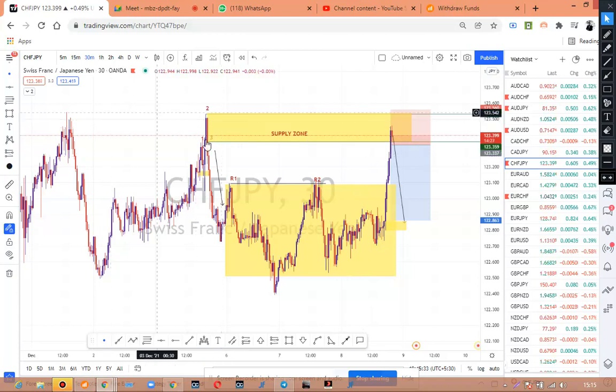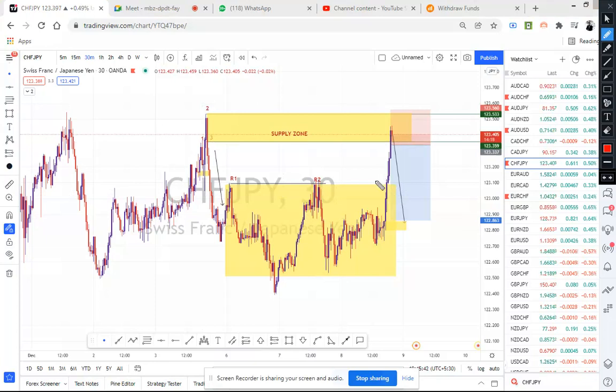This is the fresh supply zone on the 30-minute chart. So the market is heading toward the next supply zone. So definitely after the accumulation phase, this is the ascending markup. Then this is the supply zone where we expect the market to drop.